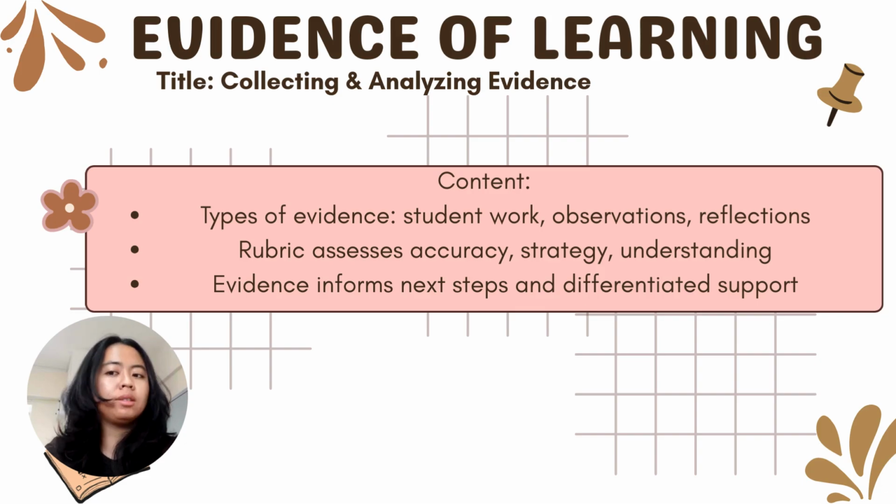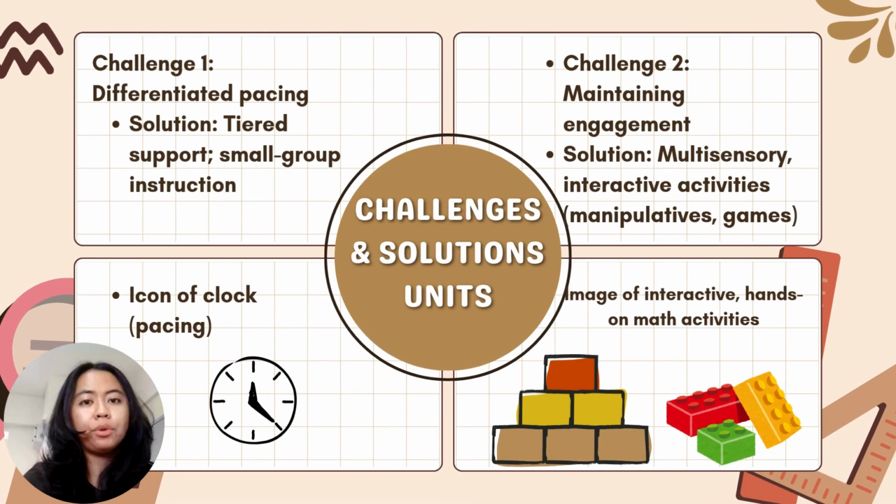Next, we move to challenges and solutions. Challenge one is that some students may grasp the concept quickly while others need more time and repetition. The solution is I will use tiered support, providing extension activities for faster learners and guided small group sessions for students needing additional help. Visual scaffolds and manipulatives will be adapted for individual needs.